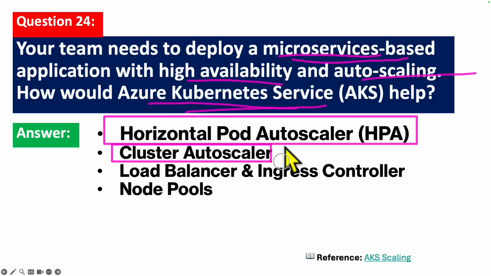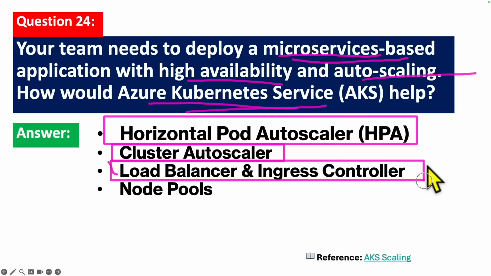The next feature is cluster autoscaler. If you use cluster autoscaler, this will adjust the number of worker nodes in your cluster based on the demand of your workloads. And this will help in optimizing resource utilization and reducing cost. Another feature you can highlight is load balancer and ingress controller. If you use this feature, this will help you distribute incoming traffic across multiple pods, which will ensure no single pod becomes a bottleneck. And this enhances the reliability and availability of your application.